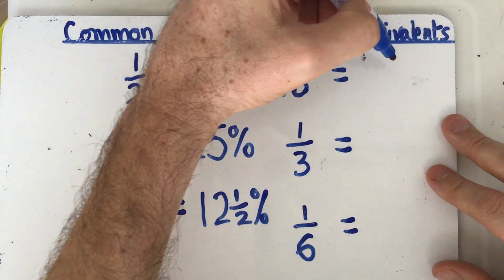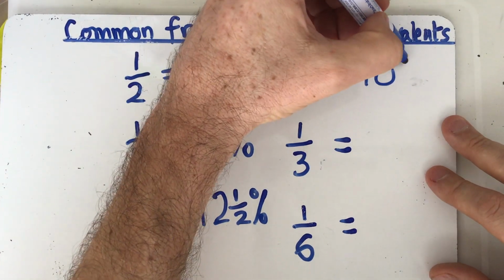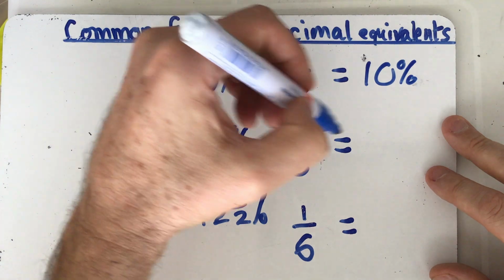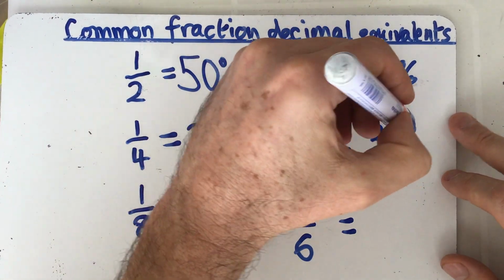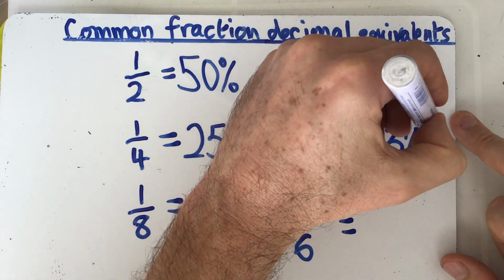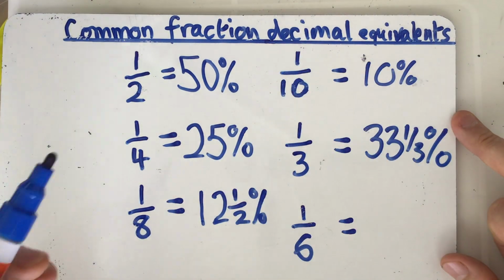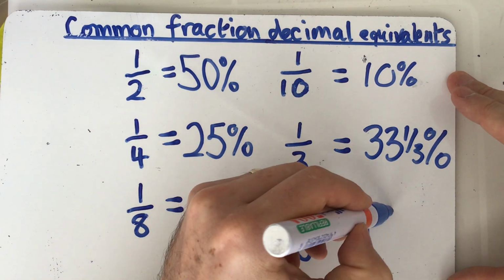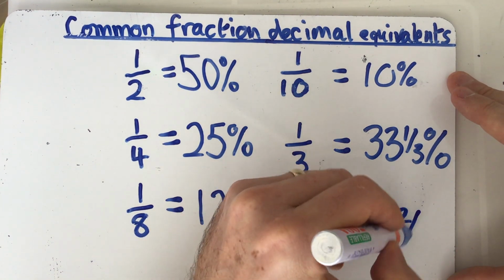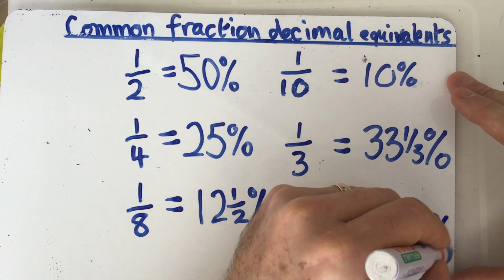1/10 is the same as 10%. 1/3 is the same as 33 and 1/3%. There's another fraction appearing in the percentage. And 1/6 is 16 and 2/3%.